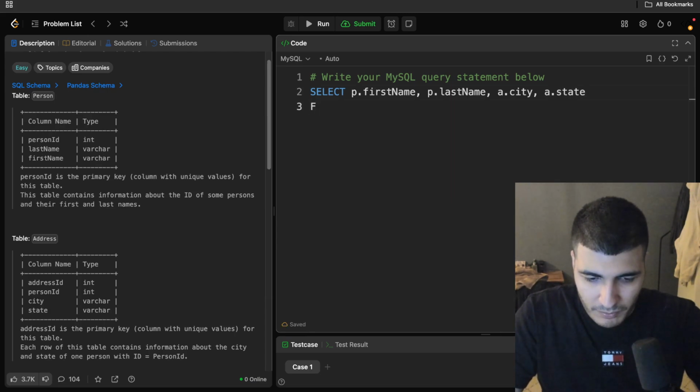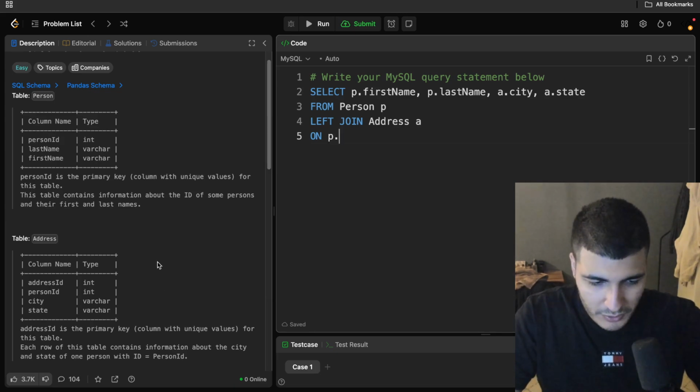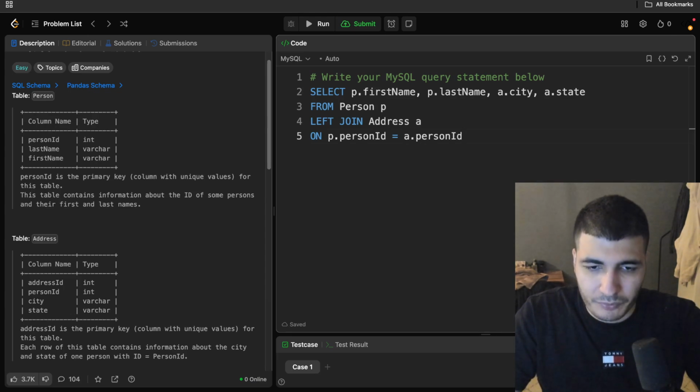So I would say from person, and I will put p as an alias, and I'll make a left join. I will join it from the address table, and I'll put an alias a, and I'll say on p dot person ID equals a dot person ID.